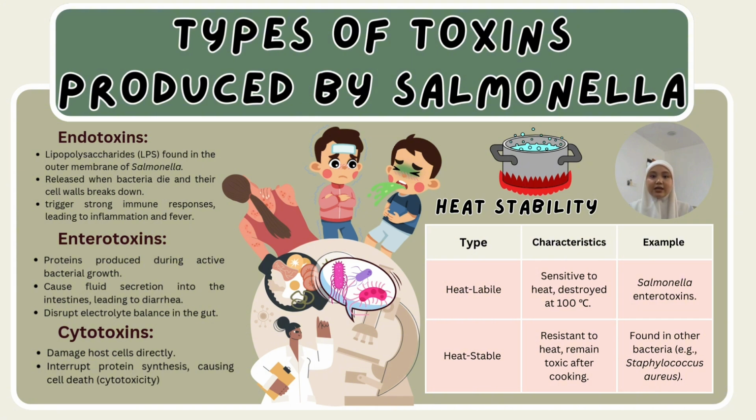In contrast, heat-stable toxins are resistant to heat. Even after cooking, these toxins remain toxic. A common example of heat-stable toxins is those produced by Staphylococcus aureus. This explains why, despite proper cooking, food can still cause illness if it contains heat-stable toxins.